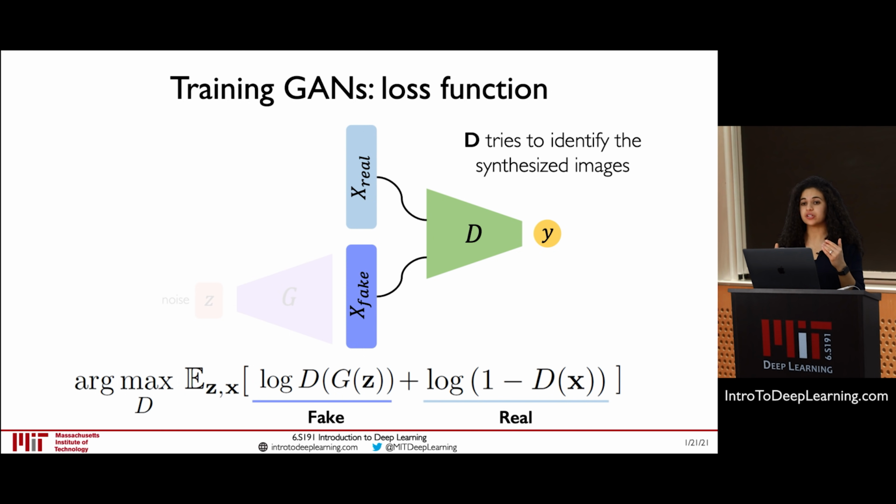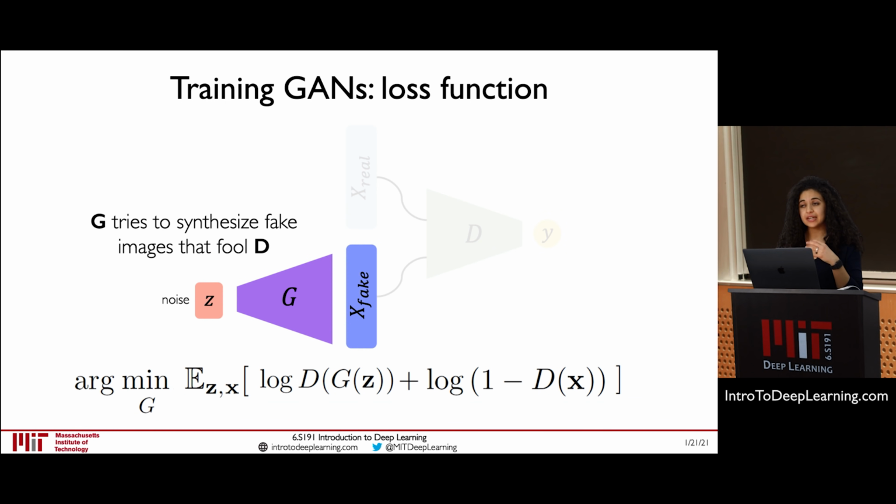So together, from the point of view of the discriminator, we want to maximize this probability. Maximize the probability fake is fake, maximize the estimate of probability real is real. Now let's turn our attention to the generator.